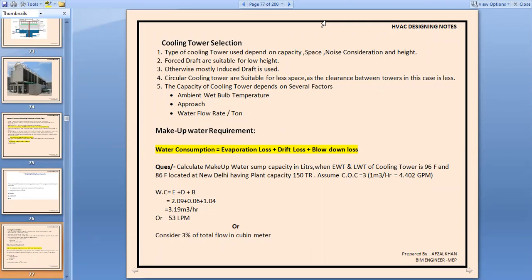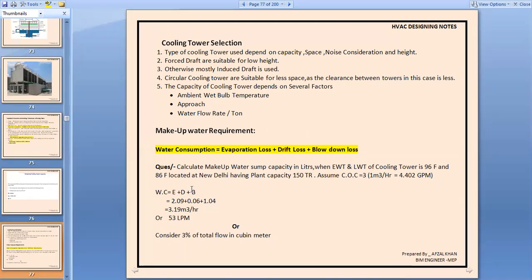Now to determine the capacity, you must have the ambient wet bulb temperature, which you will get from the ISO standard. Approach you can calculate as cooling tower inlet minus your wet bulb, as I told you. Water flow rate per ton means 3 GPM per TR for an open system. So these are the selection parameters for your cooling tower, and capacity you will get from Q is equal to m Cp delta T.